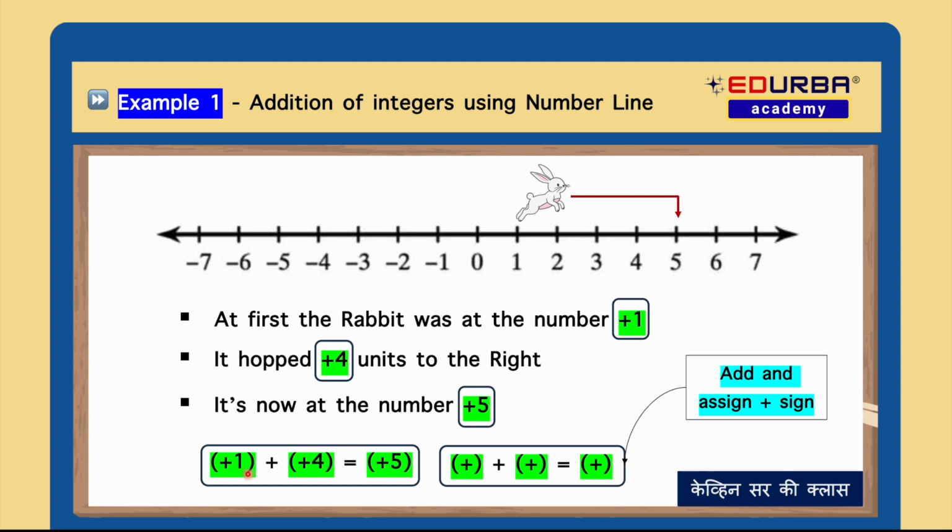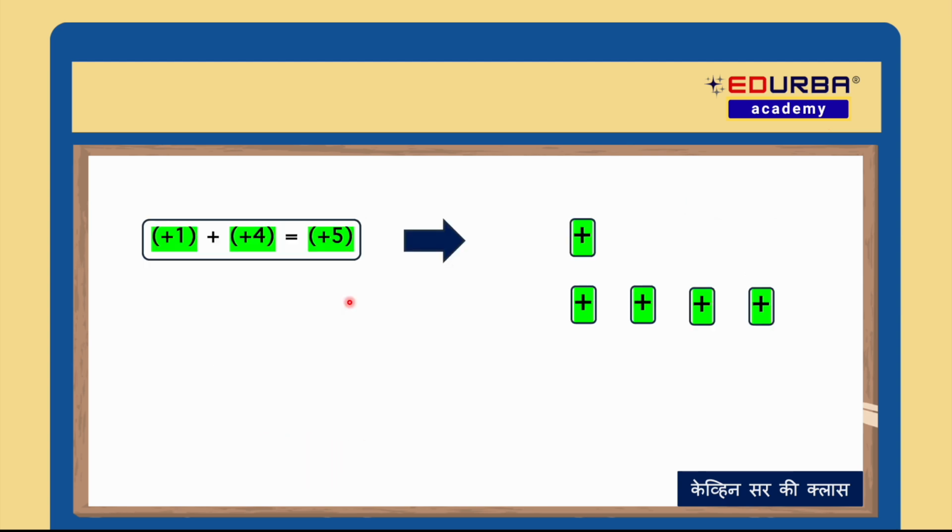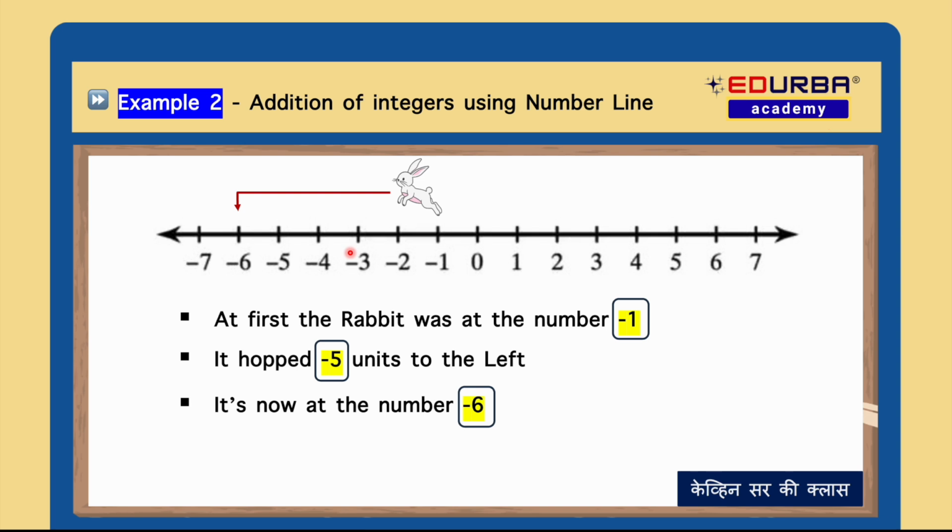Now did you observe one thing? Both of them are positive integers, and that's why the sum is also positive. So two positives make another positive. And did you observe that 1 plus 4 is equal to 5? That means when we add two positives, the sign will be positive, and we just add the numbers and we get the answer. Now let's show that with the sign blocks. So plus 1 means one positive block, plus 4 means 4 positive blocks. So how many total blocks do we have? 5 positive blocks.